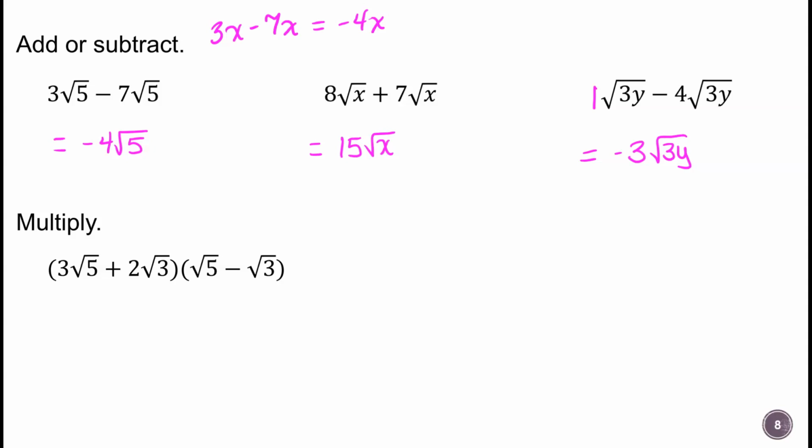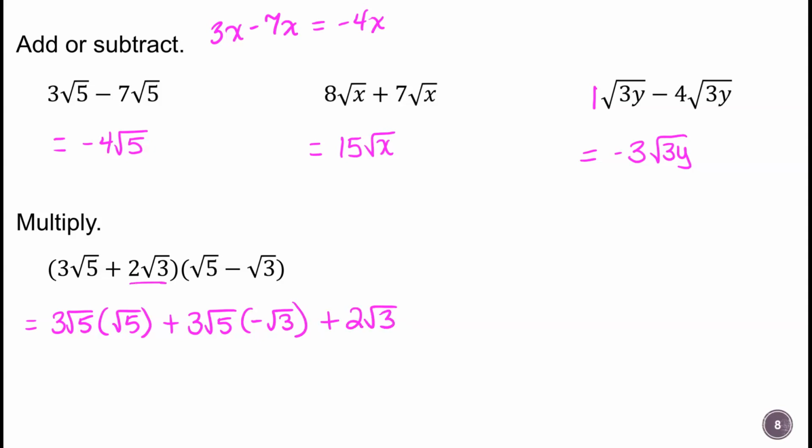Now, the next one, this one gets a little bit trickier. Notice these are not conjugates, so I actually multiply it all the way. I'm going to take the 3 radical 5 times both terms on the second binomial. So 3 times the square root of 5 times the square root of 5, right? Maybe I should just write this out. So 3 radical 5 times the square root of 5. And then that's going to be plus 3 radical 5 times negative radical 3 plus 2 radical 3.